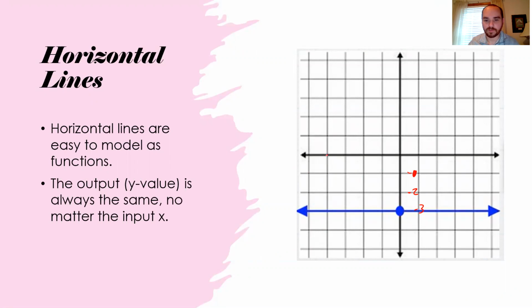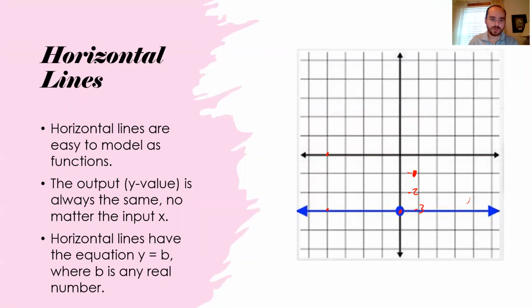When x is -4, it looks like y is -3. When x is 0, y is -3. When x is 4, y is -3. So no matter what x is, y is going to be the same thing. So horizontal lines have the general equation y equals b, which is just a constant, any number. So in this case, we have y equals -3, and that's this line right here. If we had a line that went through here, -1.5, we'd just say y equals -1.5.